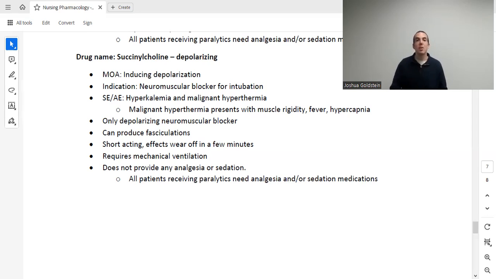And again, just like the other one, there's no excuse. Every single patient must get sedation and or analgesia if they are receiving this medication, because they can still feel pain, their mind is still on. So it is completely unethical to give this medication without also treating their analgesia and their sedation.